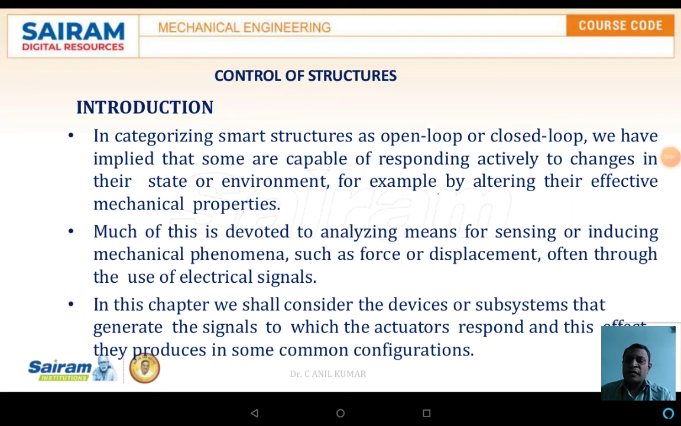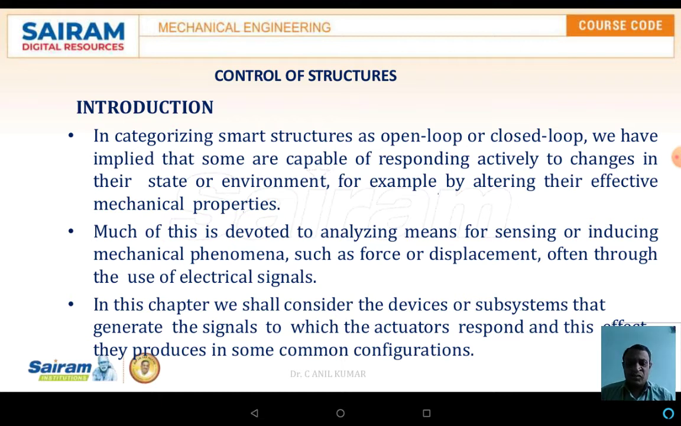Hello everyone. In this session, we will discuss the control of the structure. In the previous session, we discussed biomimetics. As we know, biomimetics is a combination of biology and engineering. But in this case, what we are discussing is how the structures should be controlled. If you want to have control over the structures, the loop system is a major factor.